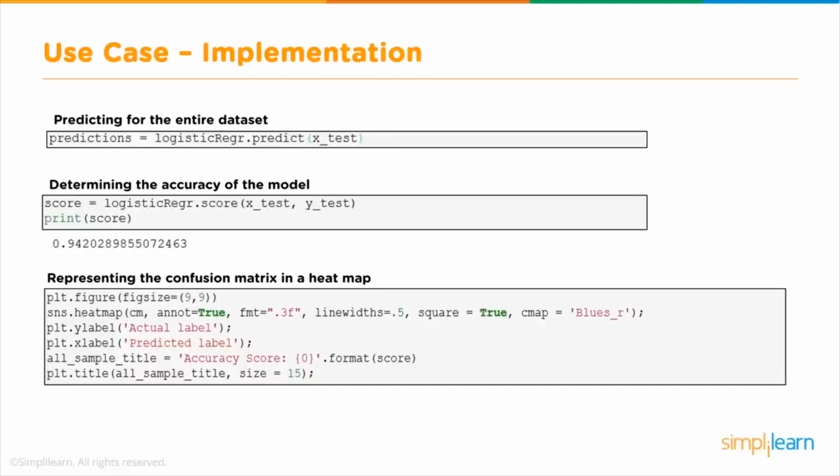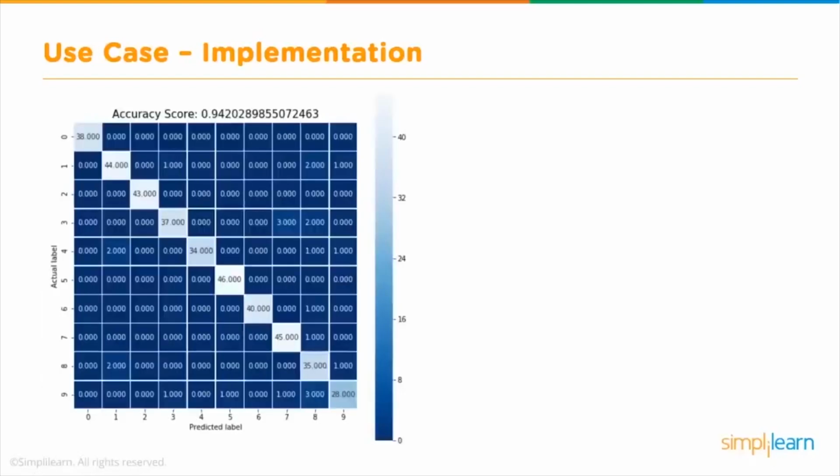I will show you in the code what exactly the confusion matrix is and how it can be used for finding the accuracy. In our example, we get an accuracy of about 0.94, or 94%, which is pretty good. Alright, so what is a confusion matrix?